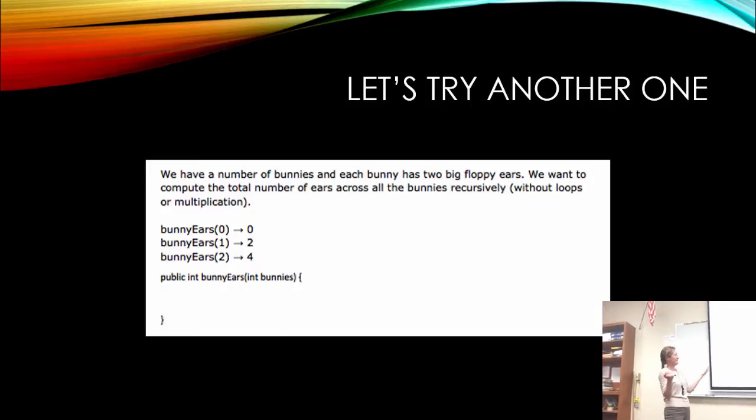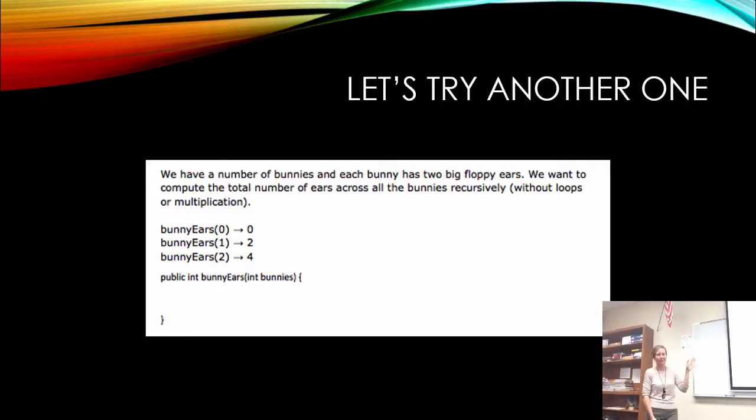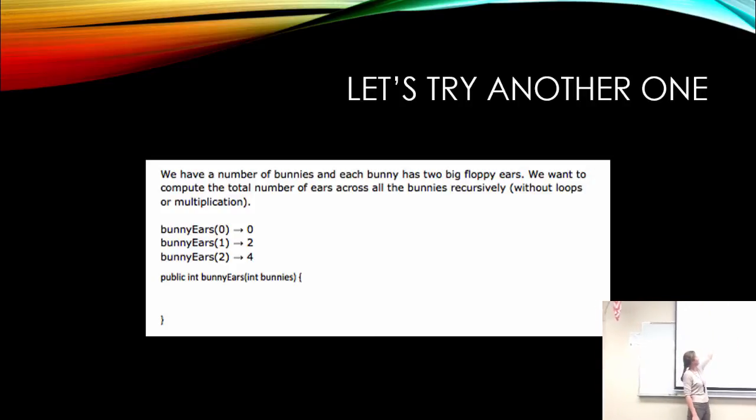Okay, so we have a number of bunnies, and each bunny has 2 big floppy ears. And we want to compute the total number of ears across all the bunnies, recursively. Yeah, we could use a loop, or multiplication, but we're not going to do it that way. We're going to do it recursively, just for the sake of practicing recursion. If we call our function and give it the value 0, it should return 0 because there are no bunnies, so no ears. If we give it 1, it should return 2, because 1 bunny has 2 ears. If we give it 2, it should return 4, because 2 bunnies have 4 ears.